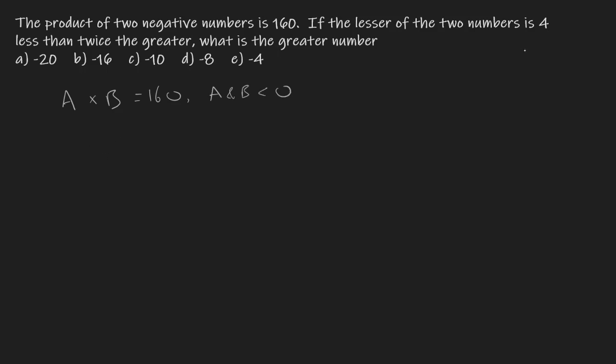Now, the second part is the part where you might need to read it a few times to really get what it's trying to tell you. If the lesser of the two numbers is 4 less than twice the greater. So let's pick out some information first. Essentially, it says there's a lesser number and a greater number. In other words, there's one number, A or B, that's smaller than the other. So let's start by assuming A is the smaller number, in other words the lesser, thereby making B the greater.